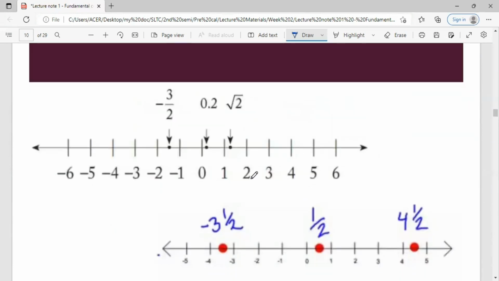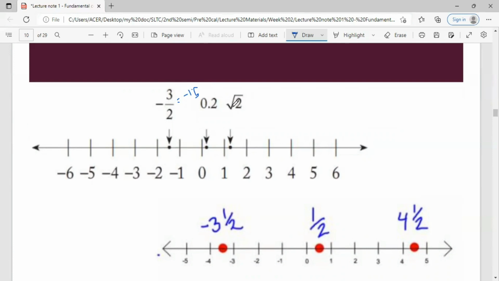Okay, here you can see 0.2. We know that 0.2 should be in between 0 and 1. So in here. And minus 3 divided by 2. We know that one is on the left-hand side of 0, so somewhere in here. Minus 3 divided by 2 is approximately equal to minus 1.5, right? So it is at the middle point between minus 1 and minus 2.